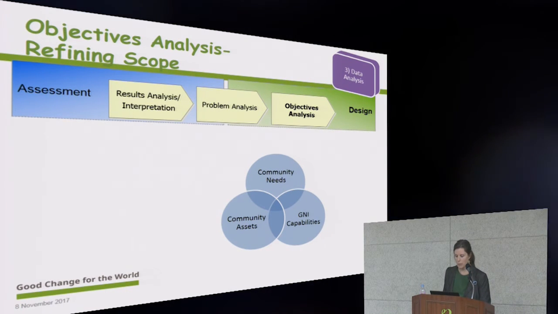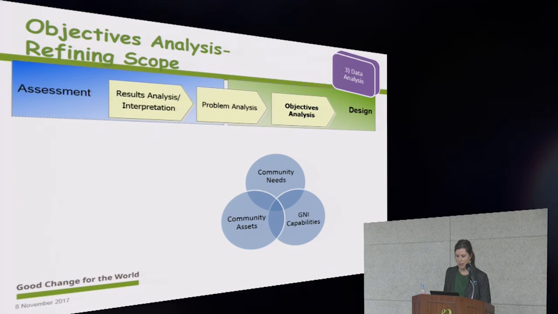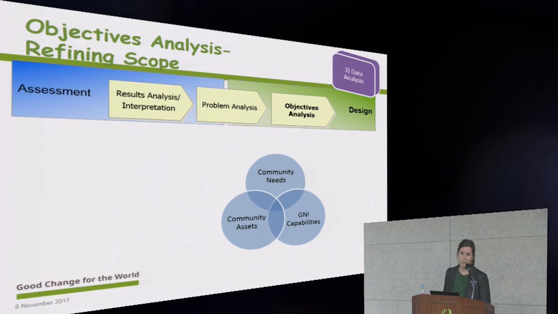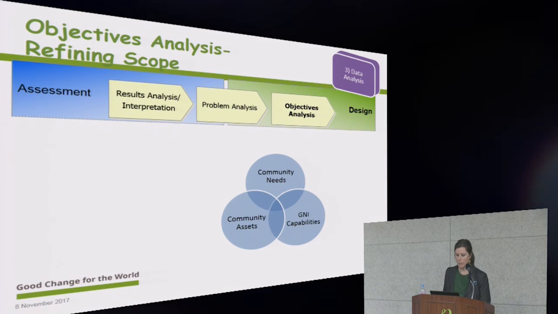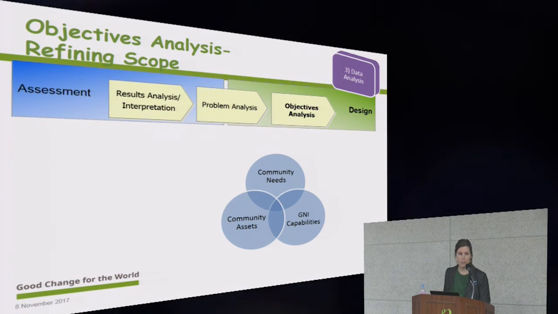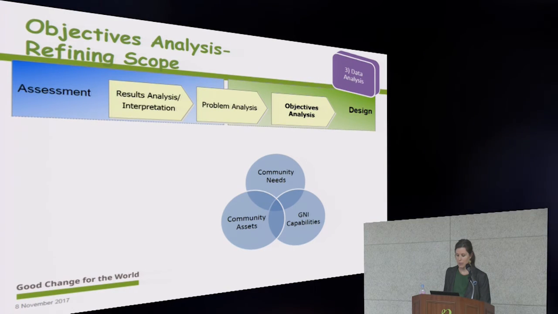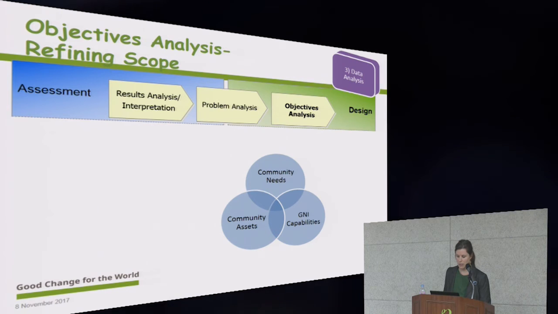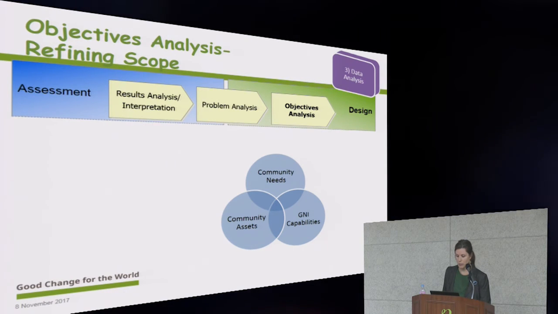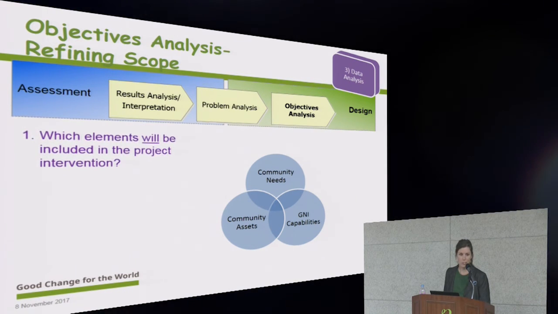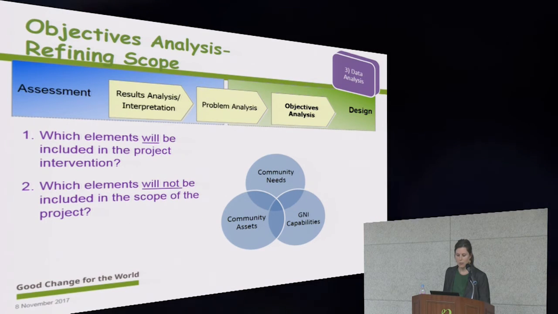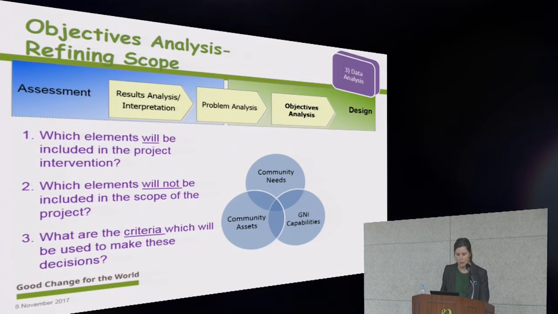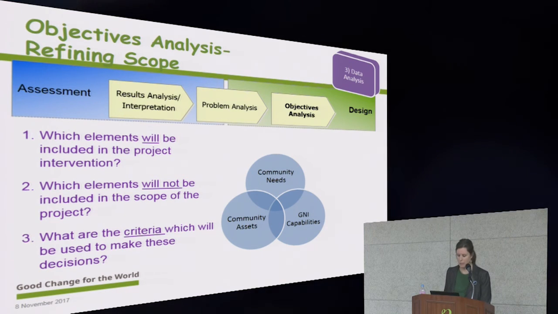So commonly, the initial problem tree and objectives tree are far too big for a single project to address. So you're going to identify a lot of issues in the community, but we can't expect to address and work on all of those problems. So you'll need to select the most suitable for your project to focus on. And your team will need to decide which elements will be included in the project, which elements will not be included in the project, and what are some criteria that we can use to decide which ones we include and which ones we don't.